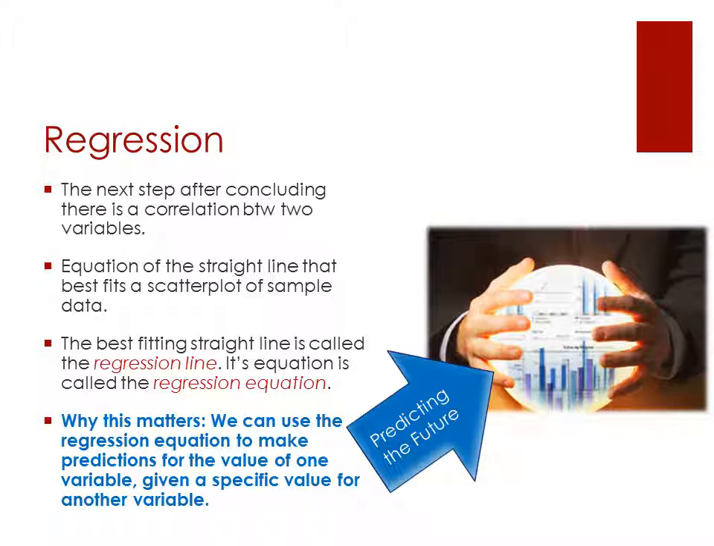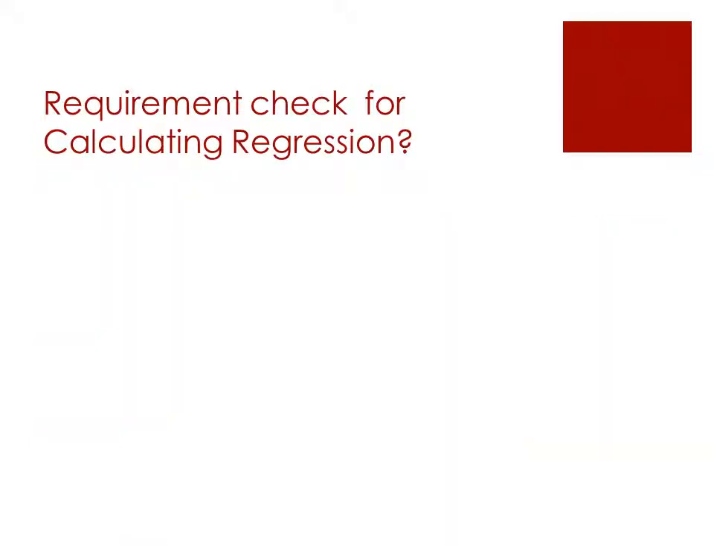So we use the regression equation to make predictions for the value of one variable, i.e. our outcome of y, when we're given a specific value for the other variable, and in this case, it would be x. Regression equations are really useful because they help us predict the future, and the better our regression lines, the better our predictions for the future, in terms of them being more accurate.